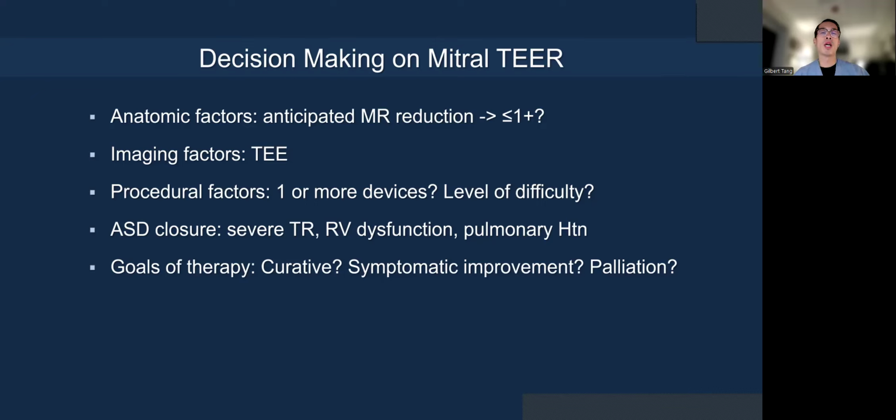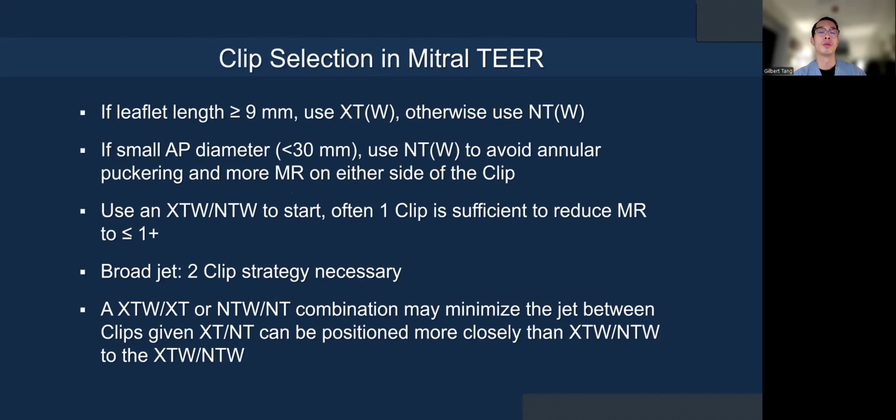However, the decision-making with mitral TEER typically involves anatomy. Can you anticipate the MR reduction to 1+ or less? What about imaging? Is TEE adequate? Procedural factors include 1 or more devices in terms of the level of difficulty of the procedure. ASD closure may need to be considered, particularly in the context of severe TR, RV dysfunction, and pulmonary hypertension. And the final question, what is our goal of therapy? Is it to cure MR? Is it to improve symptoms, or simply palliation?